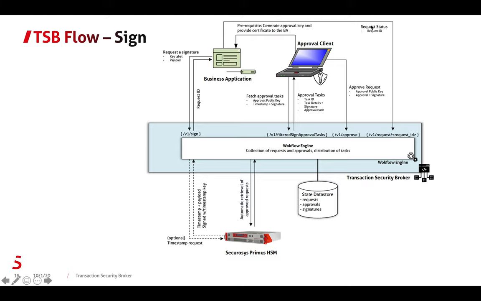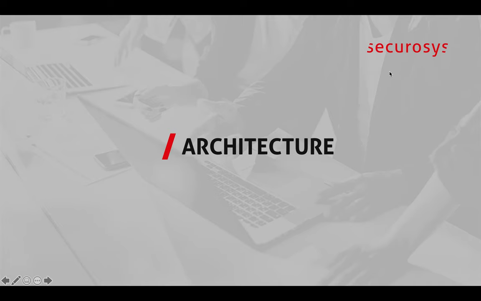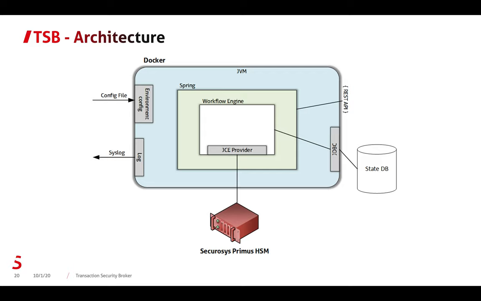At this point, the business application can reach out for the status by the original request ID, and it will receive the confirmation that the request has been executed and the signature. It can actually reach out for the status even before that, but it would just receive status pending and no signature. A little bit on the architecture. The TSB is built as a Docker container with JVM running in it.